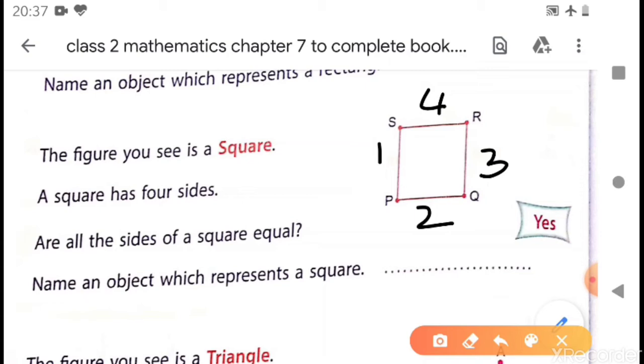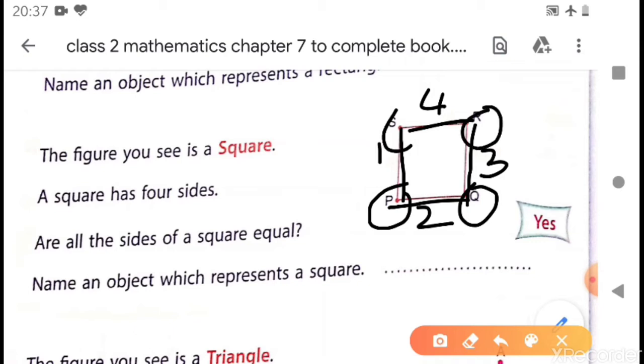That means there are 4 lines: the line PS, the line SR, the line RQ and the line QP. All are of same length. Okay, and again there are 4 points: point P, point Q, point R and point S. So there are 4 lines and 4 points.